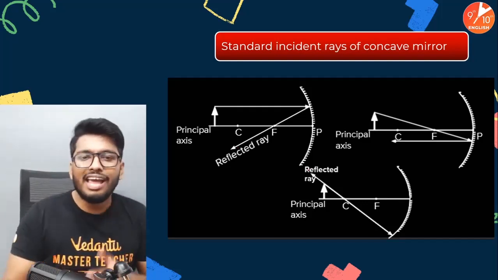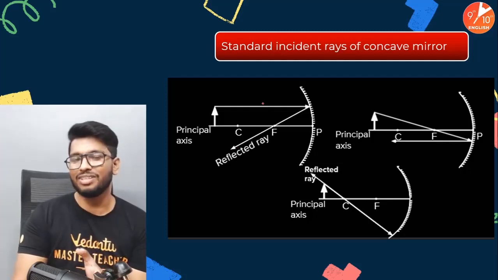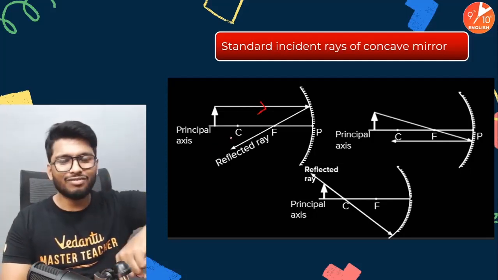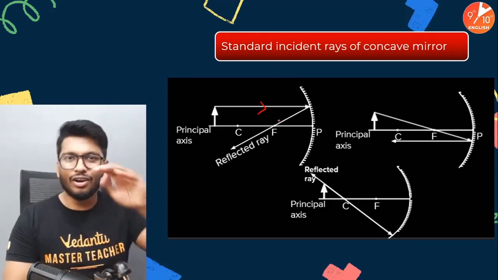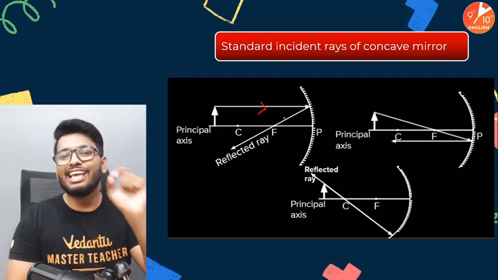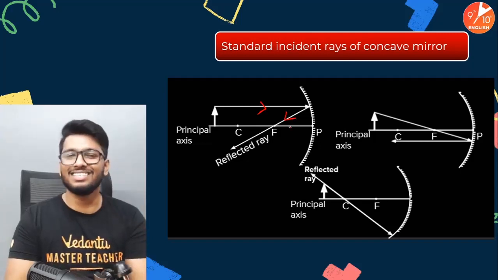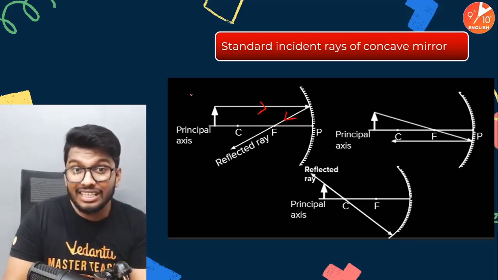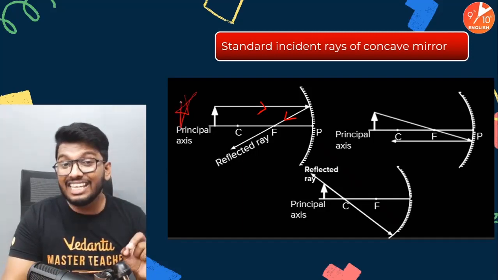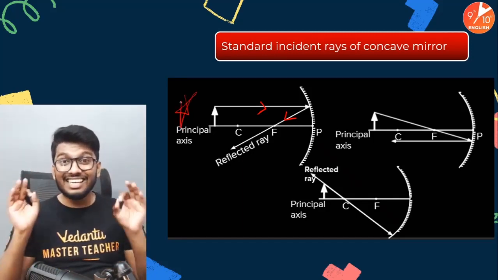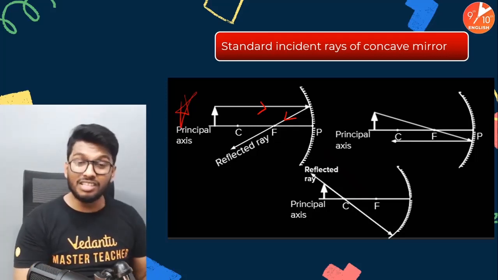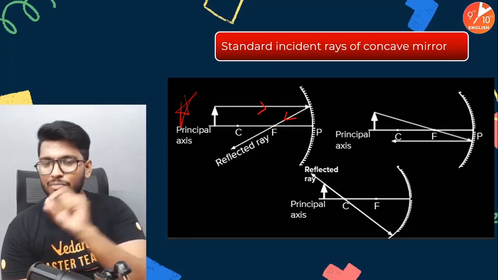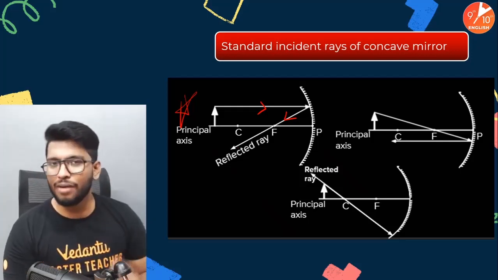The first one is if a ray of light is parallel to the principal axis. Remember, if a ray of light is parallel to the principal axis, after reflection, it is going to meet at the focus, or it's going to pass through the focus. This is your first standard incident ray. And trust me when I say this, guys, you are going to be using this for every single ray diagram. Every single ray diagram for concave mirrors, you're going to be using this. So please do not ignore this. A ray of light parallel to the principal axis, after reflection passes through the focus.